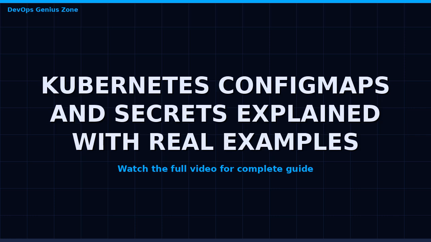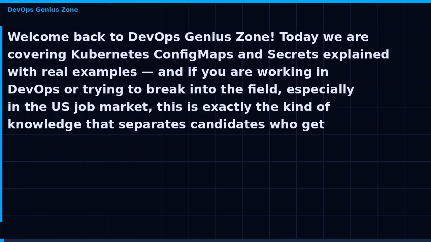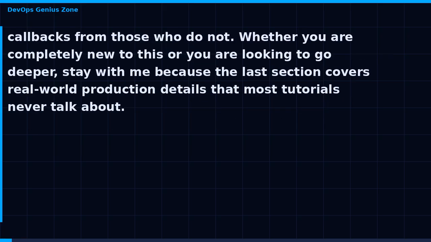Today we are covering Kubernetes ConfigMaps and Secrets explained with real examples, and if you are working in DevOps or trying to break into the field, especially in the US job market, this is exactly the kind of knowledge that separates candidates who get callbacks from those who do not. Whether you are completely new to this or you are looking to go deeper, stay with me because the last section covers real-world production details that most tutorials never talk about.